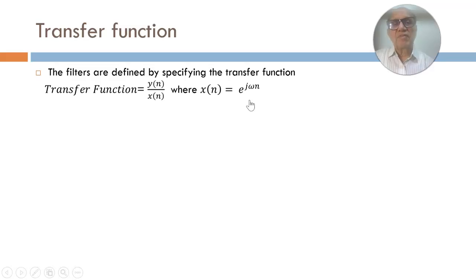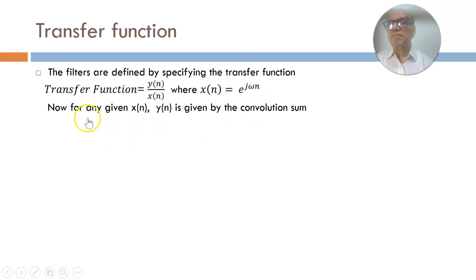Of course, in some of the previous courses, you must have done that for analog signals, where this would have been e raised to j omega t. But we are now talking about discrete signals. Therefore, x[n] is e raised to j omega n. So what are we saying? We are saying that the transfer function is the ratio of the output to the input when x[n] is e raised to j omega n.